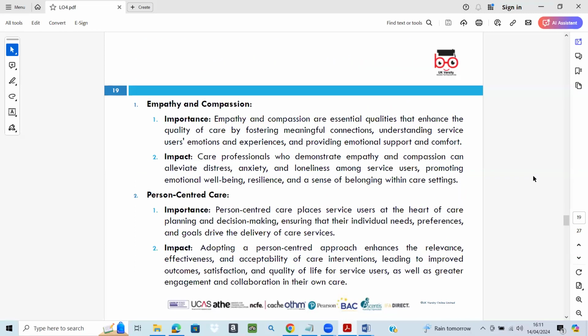Then in the next slide, we have empathy and compassion, their importance and impact, then person-centered care, importance and impact.